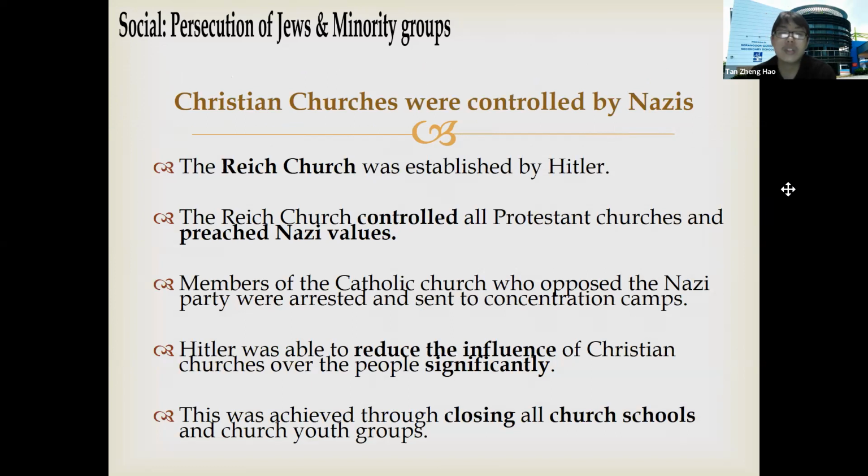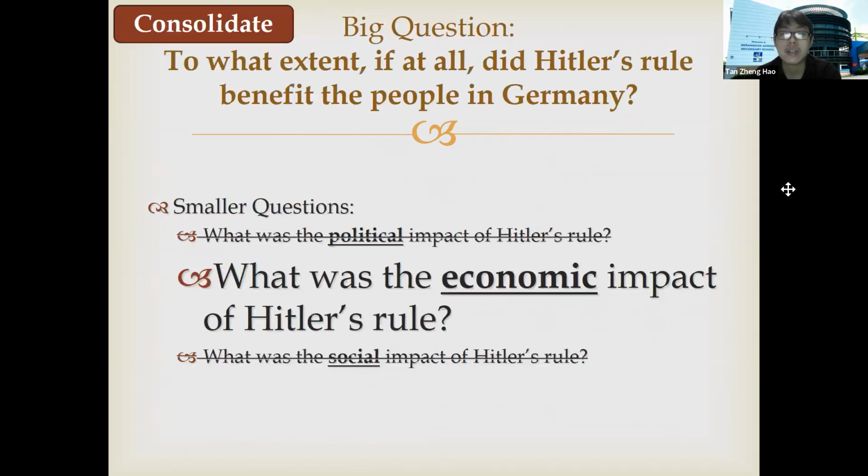Religion was allowed to carry on, unlike under Stalin, but it was very controlled and obviously used to brainwash people as well, to brainwash them with Nazi values. However, they also wanted to close as many churches as possible, because church schools and church youth groups were not considered ideal. They wanted people to join Nazi-related groups like the Nazi youth and all that.